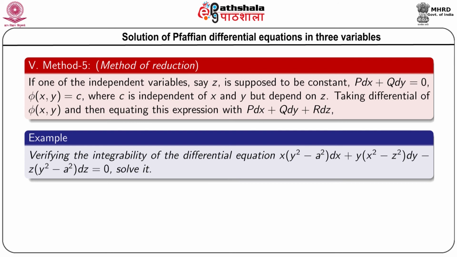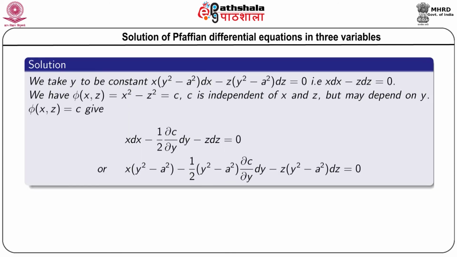To clear that idea, we are taking one example. This is the example: (xy² minus xz²) dx plus (yx² minus yz²) dy minus z(x² plus y²) dz equals 0.